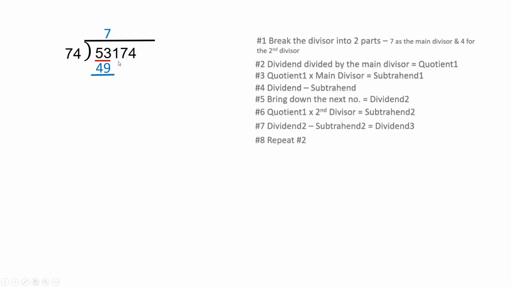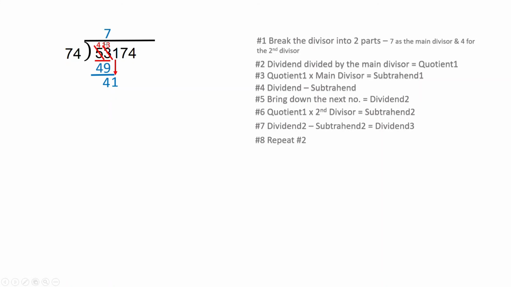So, since yung 3 is less than 9, we borrow 1 from 5. So, yung 5 magiging 4, yung 3 magiging 13. So, 13 minus 9 is equals to 4. Next step is we bring down the next digit, which is 1. So, yung new dividend natin is 41.